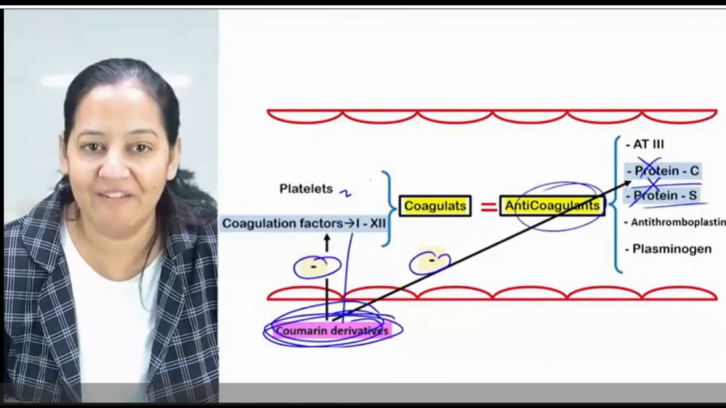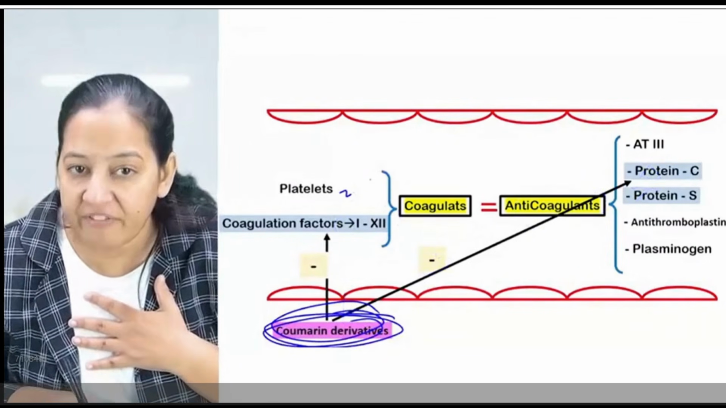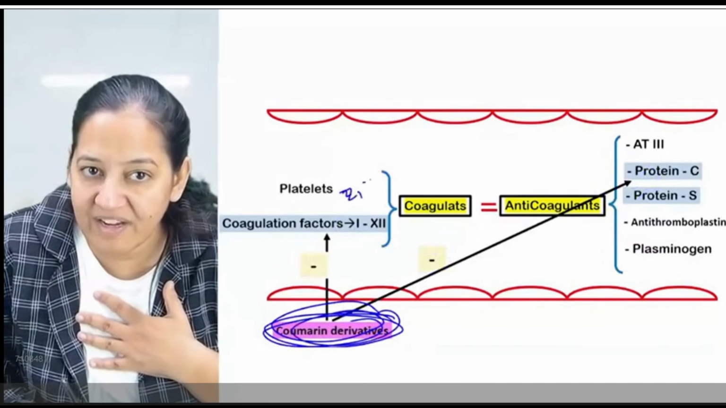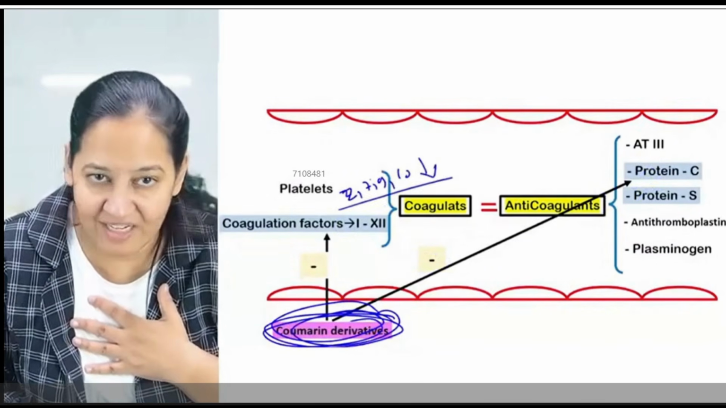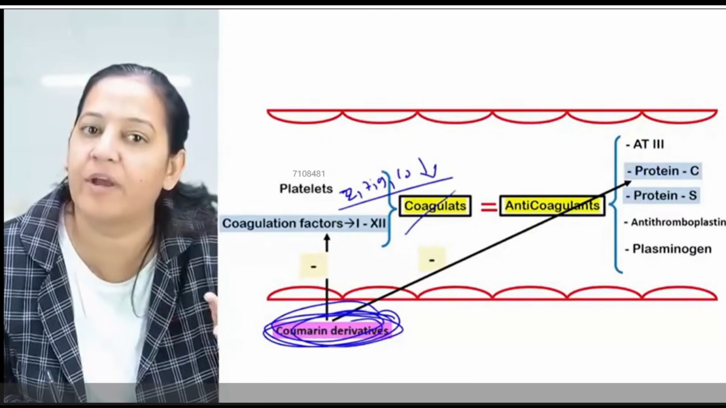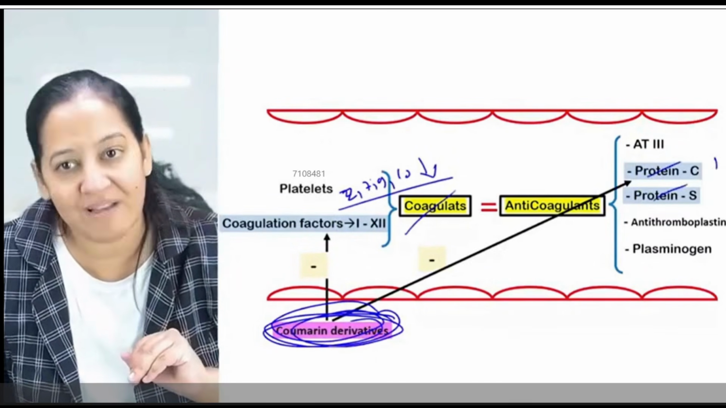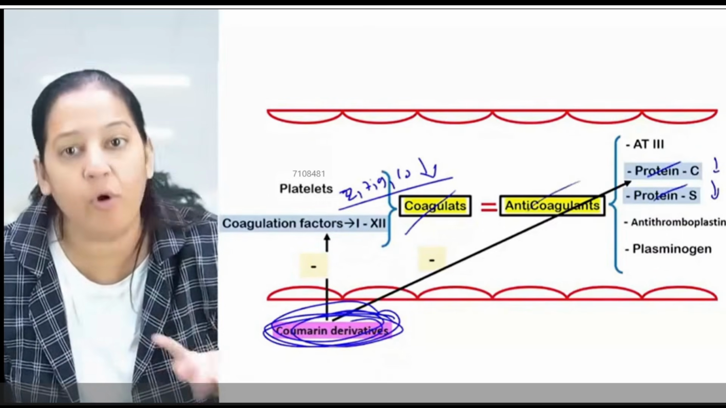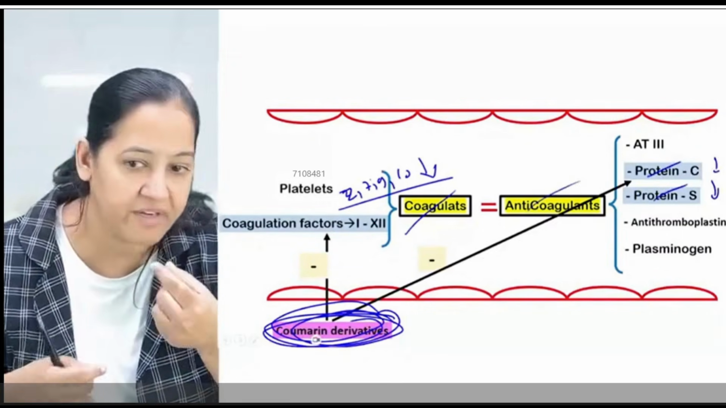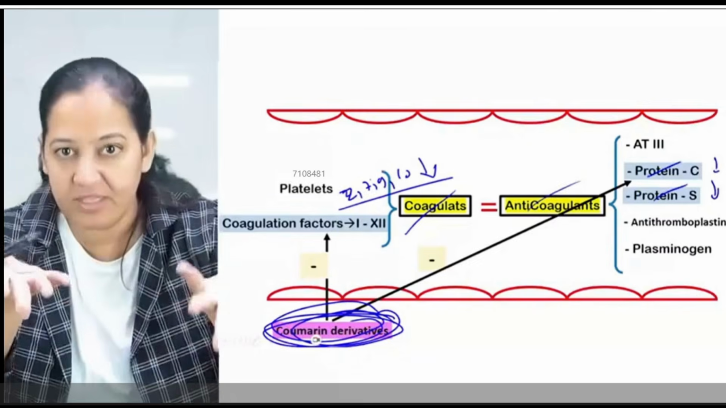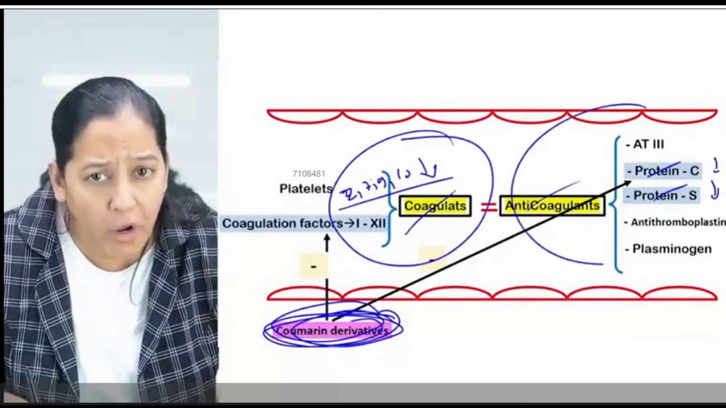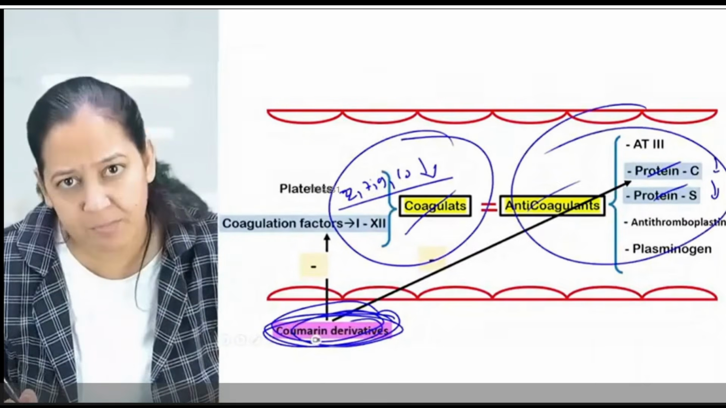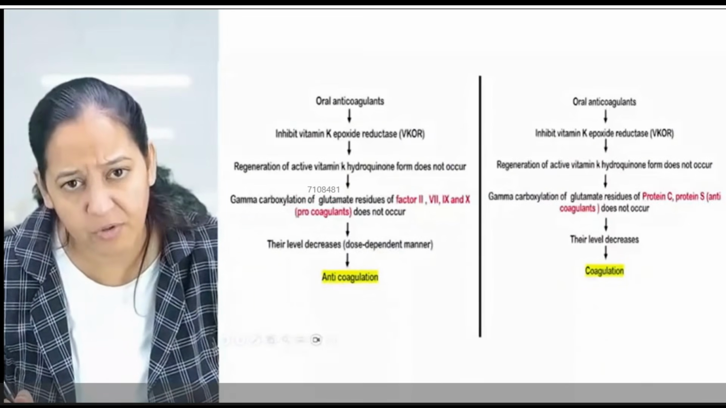So basically, when I take a tablet of warfarin, the level of factor 2, 7, 9, 10 falls in my blood. Because their level falls, I will have anticoagulation. But protein C and protein S levels also fall in my blood, and I will have coagulation. So the question is, is warfarin an anticoagulant or a coagulant? With this mechanism, it is both. Yes, it is both. You are getting my point.